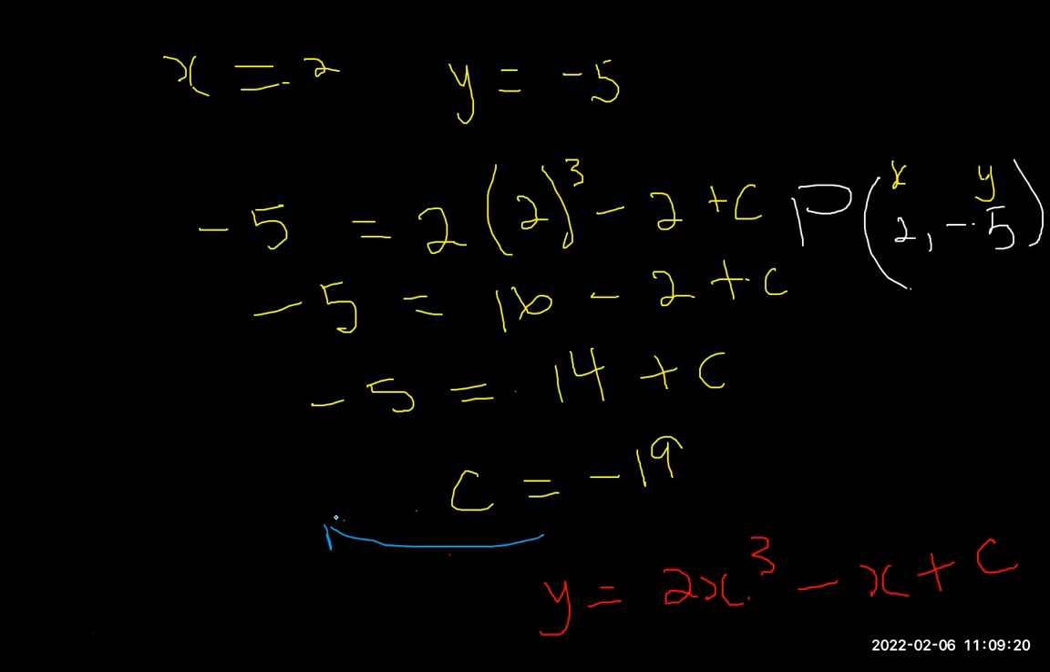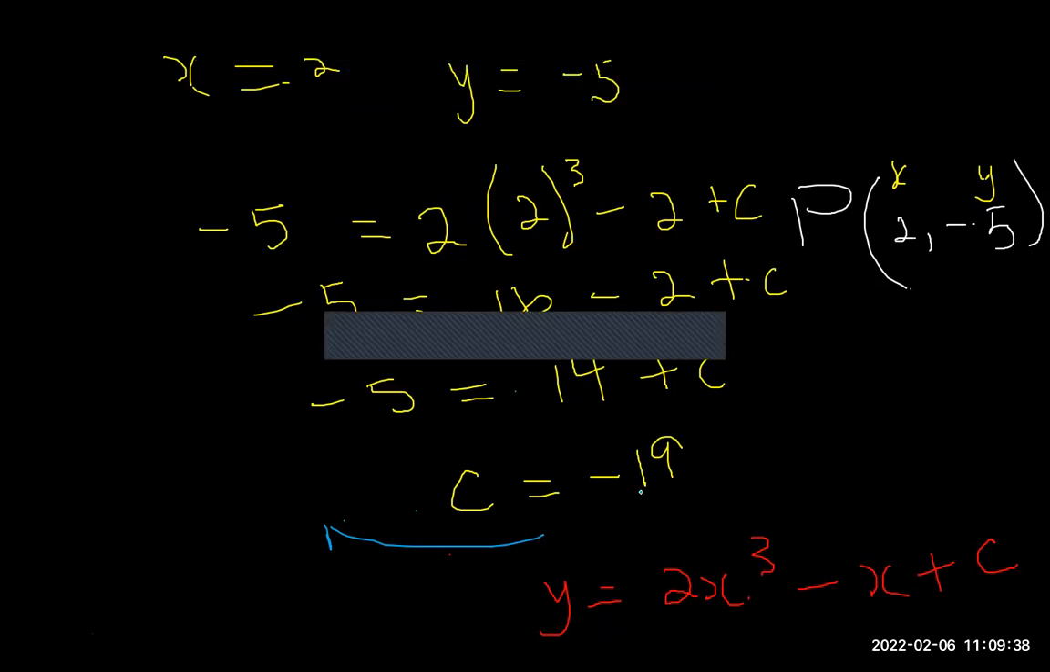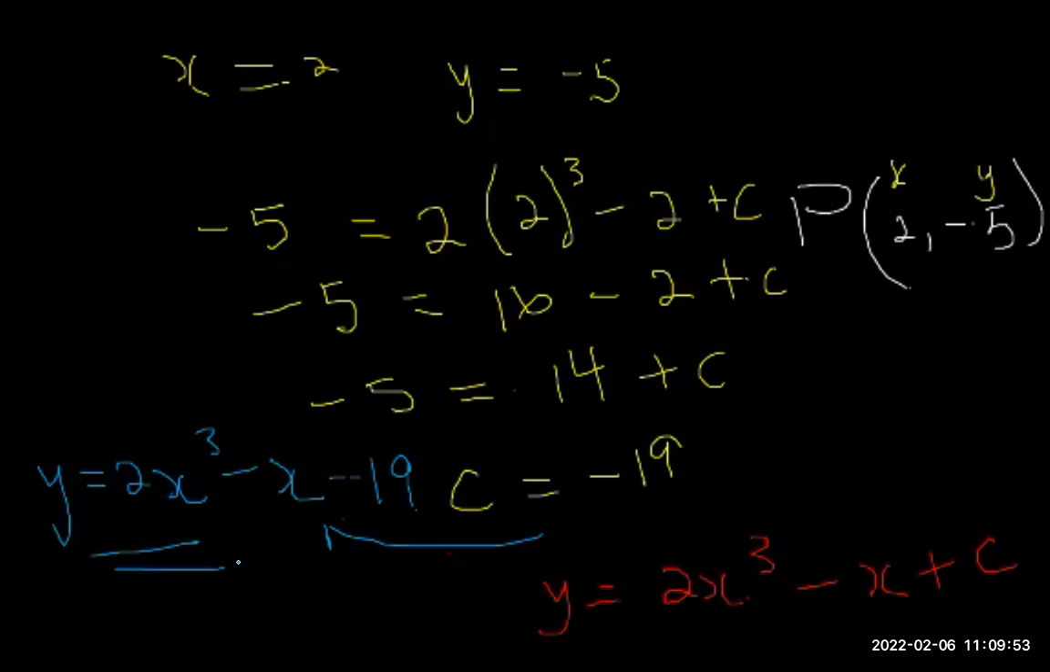But they asked me for the equation of the curve. They did not ask me to find the value of c. The only reason we found the value of c is because we need that value to sub into here. So you don't just leave it as c is equal to minus 19. You now have to substitute this value of c into the equation. So what's the equation of this curve? It's y is equal to 2x cubed minus x, and c is minus 19, so y is equal to 2x cubed minus x minus 19. This is your final answer. Everybody good with that?